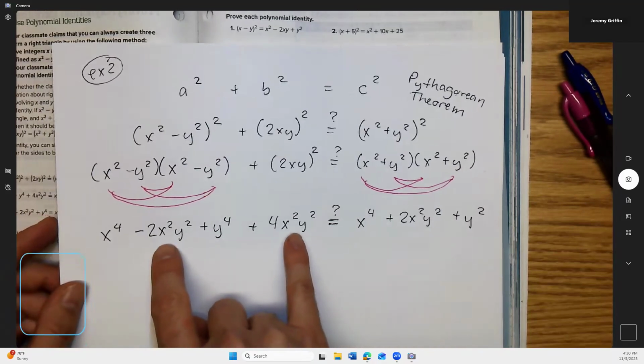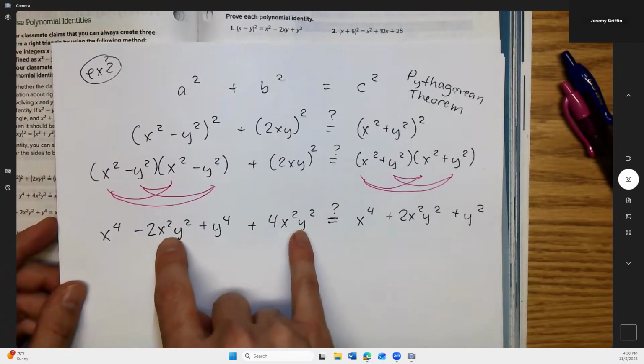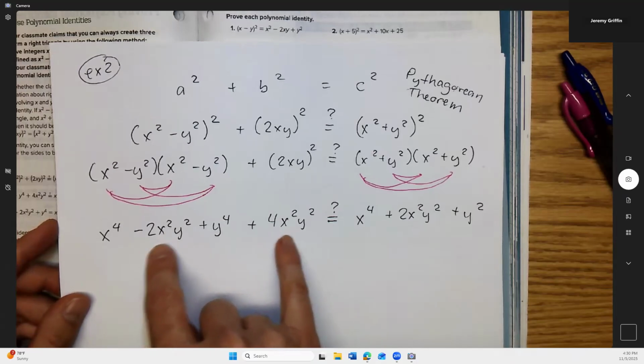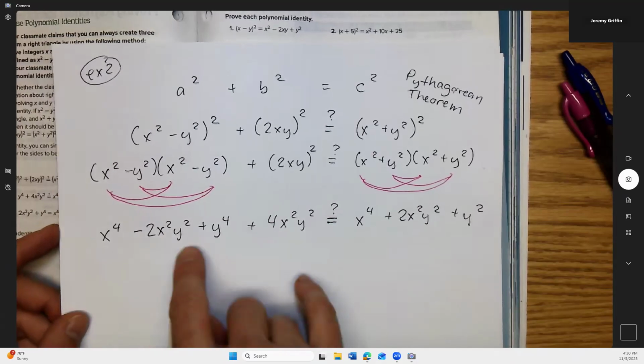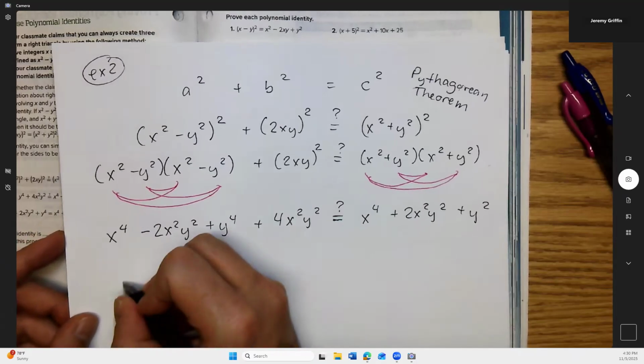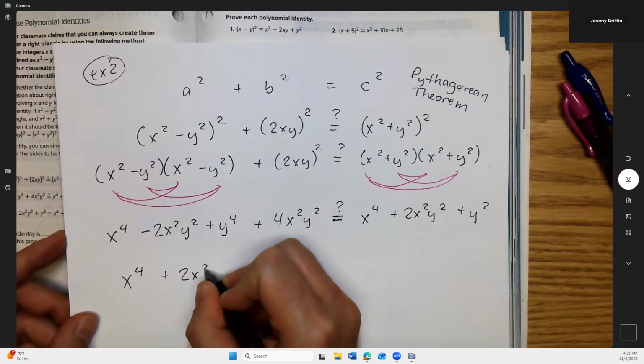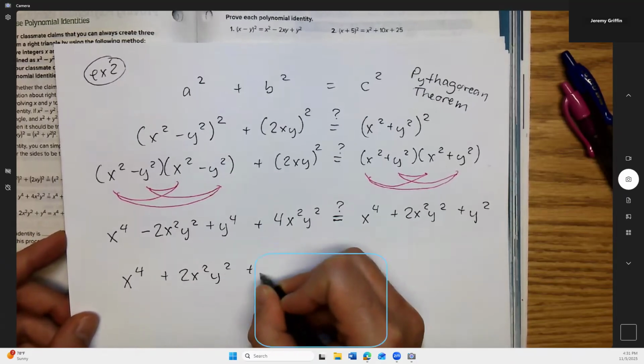Well, I have a couple of x squared y squared terms, so I can combine these. So I have like negative 2 something here and 4 something here, like negative 2 apples plus 4 apples, that would give you positive 2 apples, right? So here, I'll combine those. So x to the 4 plus 2x squared y squared plus y to the 4.